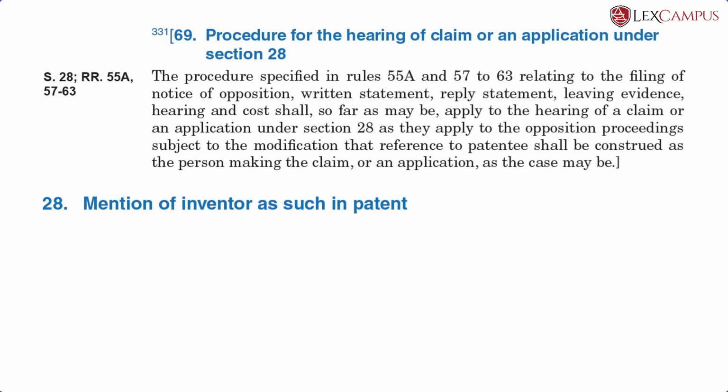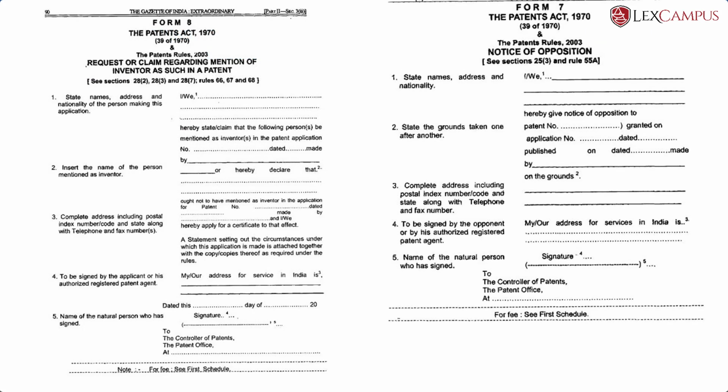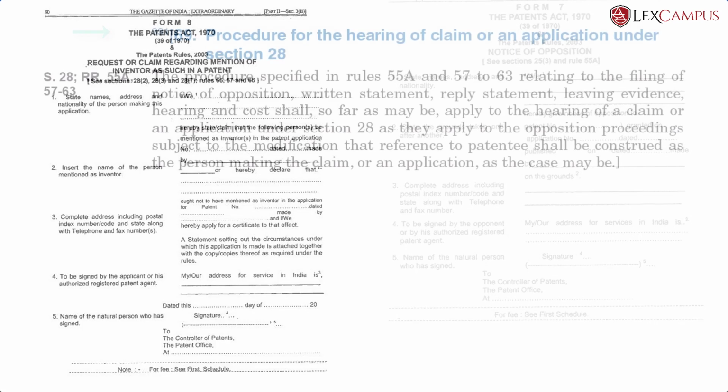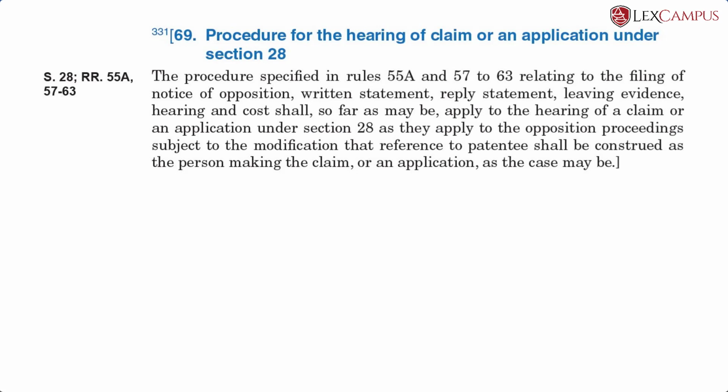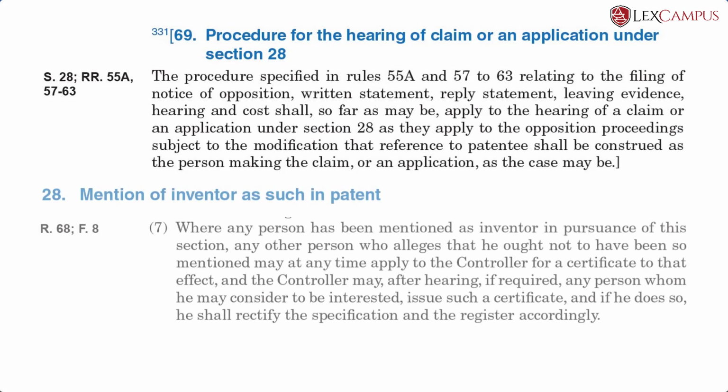So, you just saw that filing of notice of opposition, written statement, reply statement, leading evidence, hearing, cost, all these things will be governed by those rules, but with small changes, because there is no notice of opposition here. Here it is a form 8. In that case it is form 7 that is forwarded along with the statement. Here form 8 is forwarded along with the statement. So, those changes. Now, normally there is a hearing. In a post grant opposition, the post grant opponent and the patentee are alone, notice is sent only to those two entities. In 28(7), notice could be sent to even interested people, we saw that.